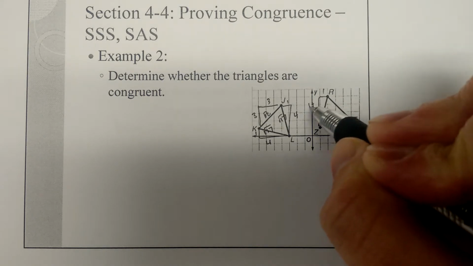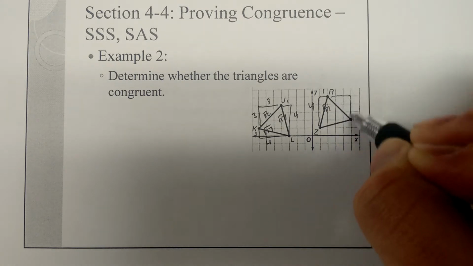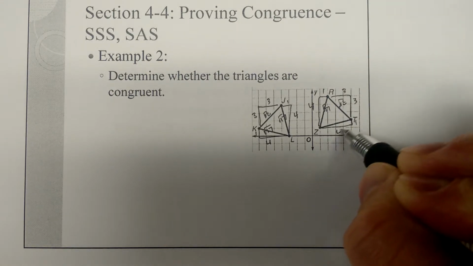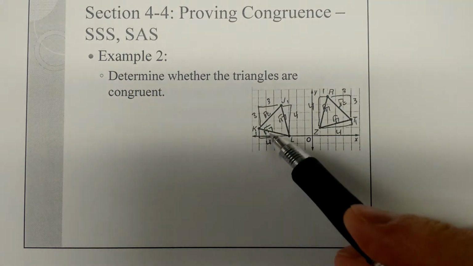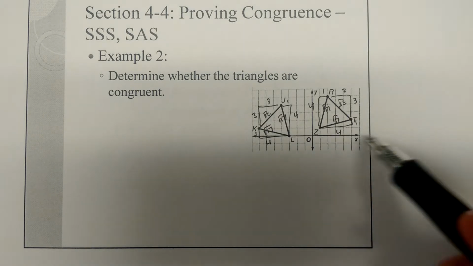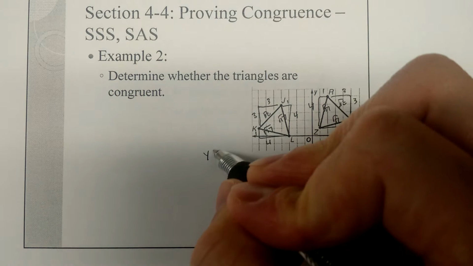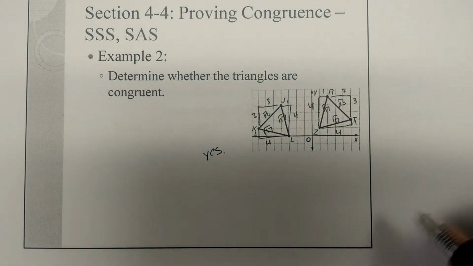1 by 4, so that's root 17. 3 by 3, that's root 18, and that's 1 by 4, so root 17. So this triangle has a root 17, a root 17, and a root 18. This triangle has a root 17, a root 17, and a root 18. So these triangles are congruent because the sides are congruent to each other.